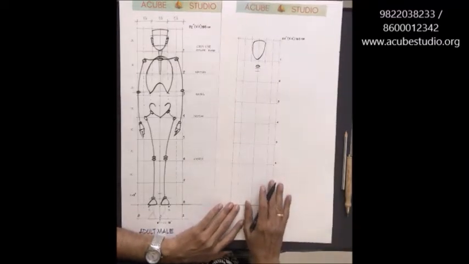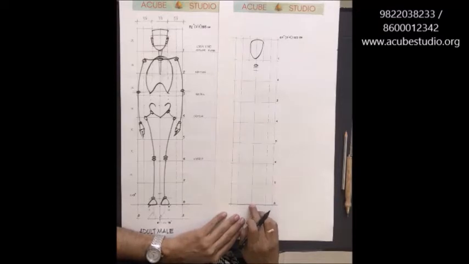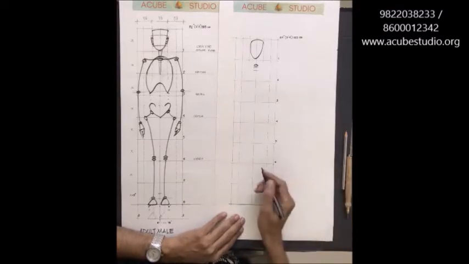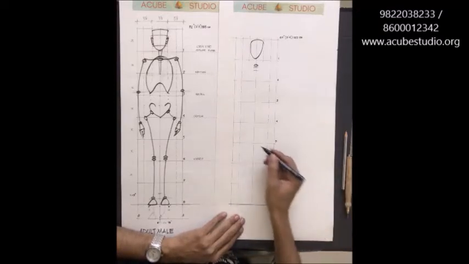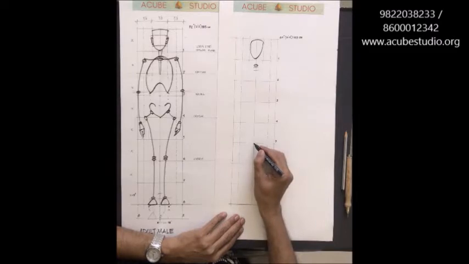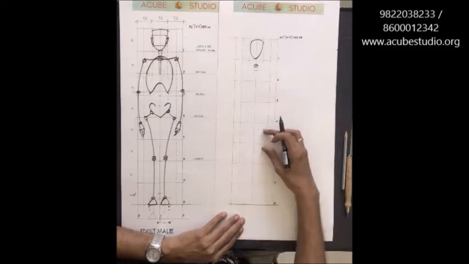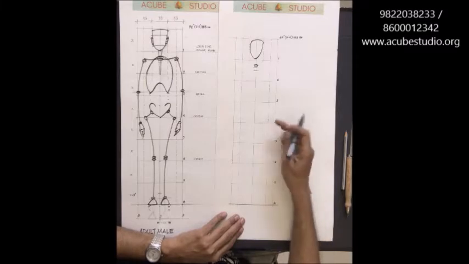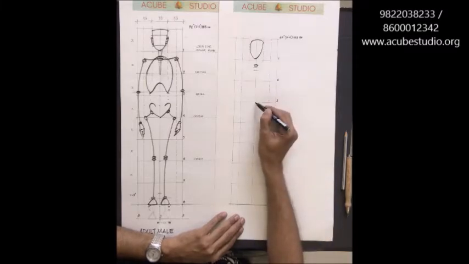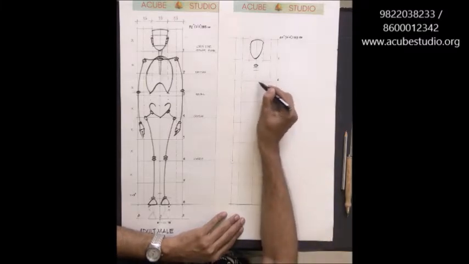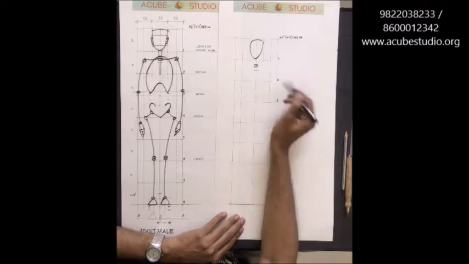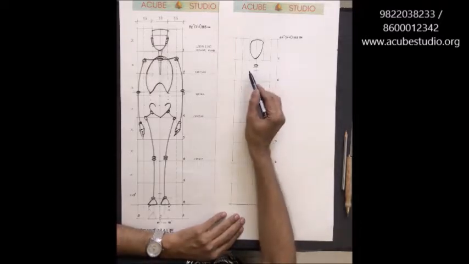The same lines as well, this 0. You have the knees here, then you have the crotch here, so this is equal 2 and 2. Then you have the navel here, and the breast line is somewhere below this line.